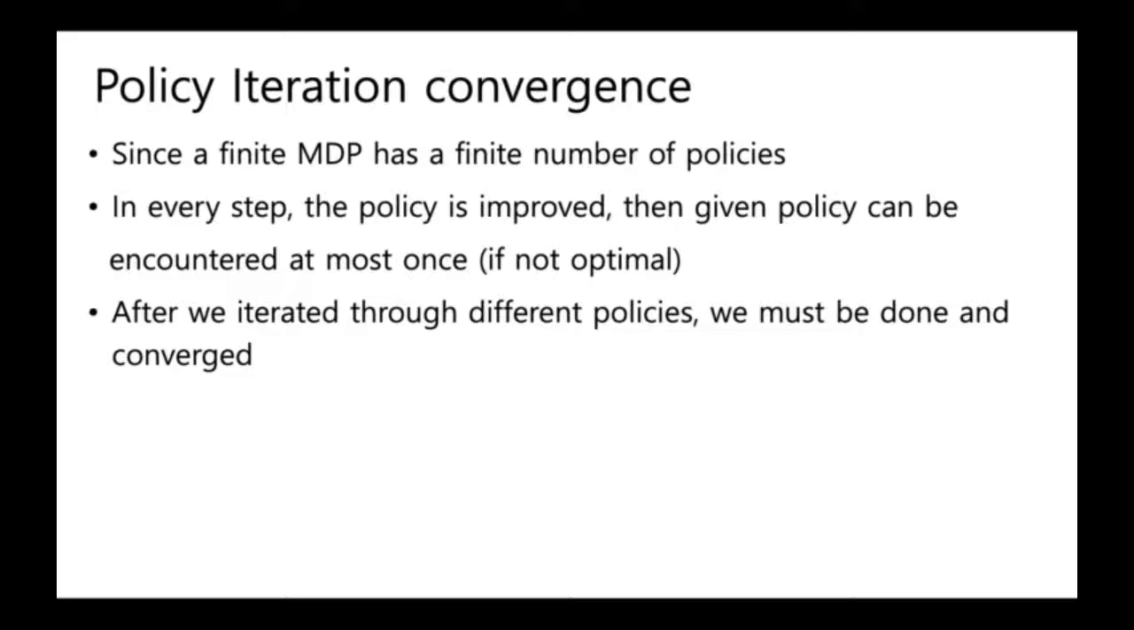And here is the policy iteration convergence guarantee. Since a finite MDP has a finite number of policies, and in every step the policy is improved, a given policy can be encountered at most once if it is not optimal. After we iterate through different policies, we must be done and converge.